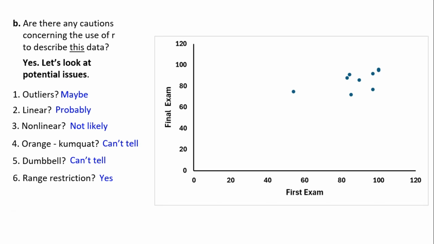And what that does is it will artificially lower the potential value of your correlation. Okay, so we had a 0.57. If we didn't have range restriction, it might be much higher than that, up around maybe 0.8 or so, which is a fairly big difference.